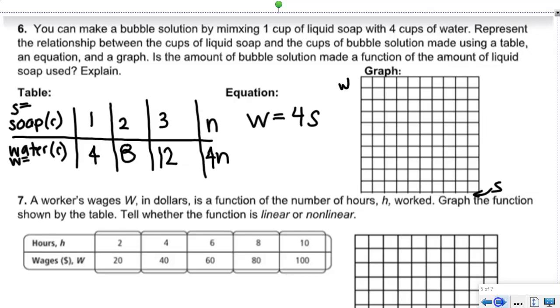So for every 1 cup of soap, so here's 1 cup of soap, we end up with 4 cups of water, and 2 cups of soap is going to get me 8 cups of water. And so that is about as much of the graph that will fit on there. Let's see what else we have.